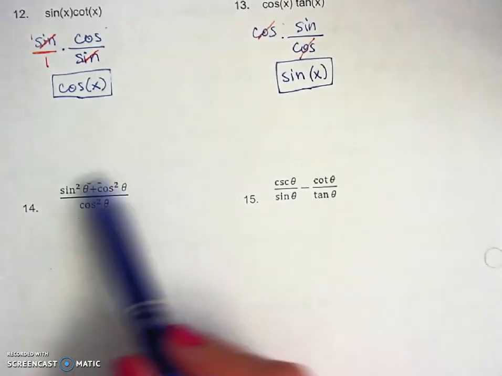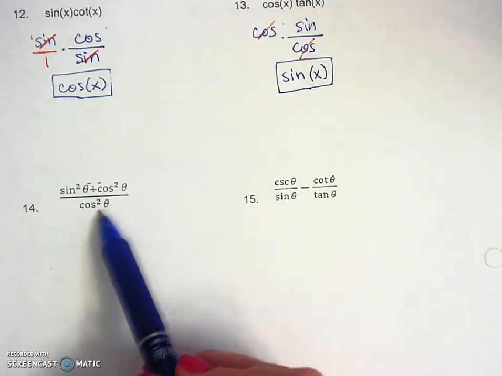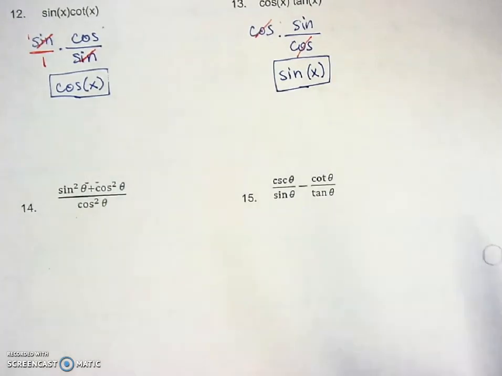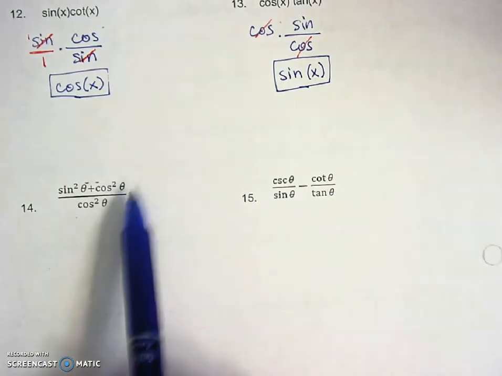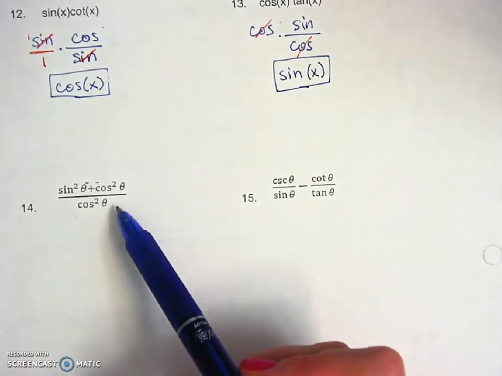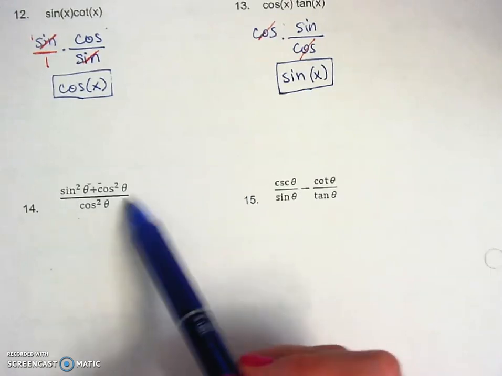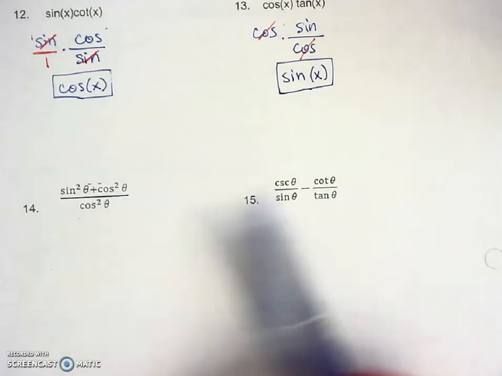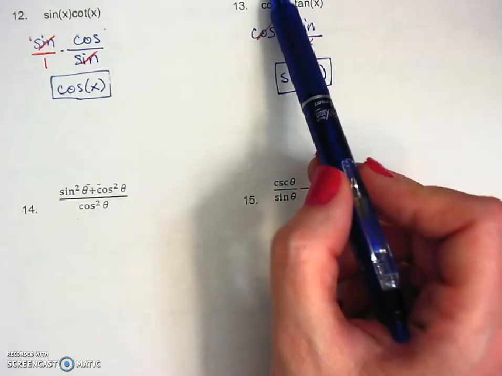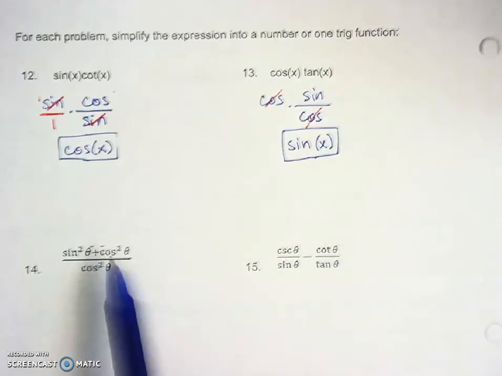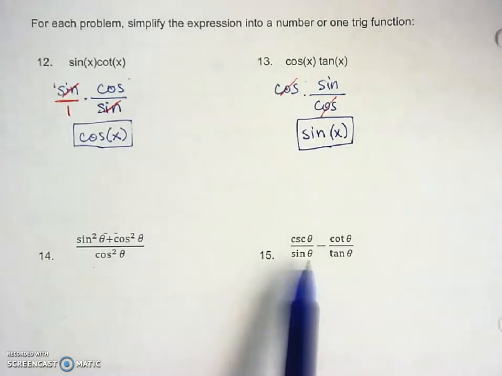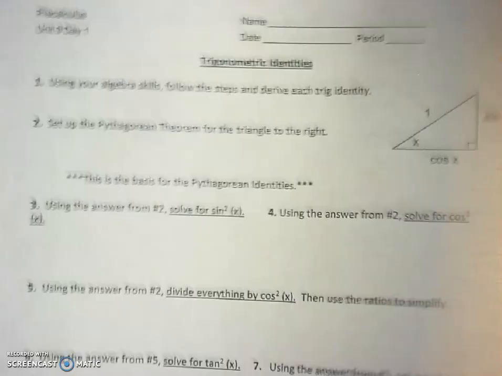Now, in these two problems, we don't have any way to rewrite so that we can simplify it down to one trig function, at least not in anything that we have talked about so far. So that's what the front of the notes are for, to give us some new functions or identities that we can substitute for these things and then simplify down to a number or one trig function. Okay, so we're going to put these on hold and talk about the notes.